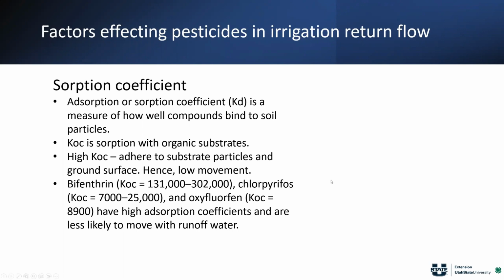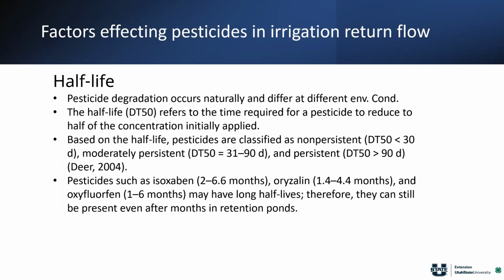So moving forward, the next thing is half-life. We need to consider the half-life as well. Half-life is the time it takes for a pesticide to reduce to half of the concentration that was initially there. So if we apply 1 milligram per liter of isoxaben, how long does it take for the isoxaben concentration to reduce to 0.5 milligram per liter?